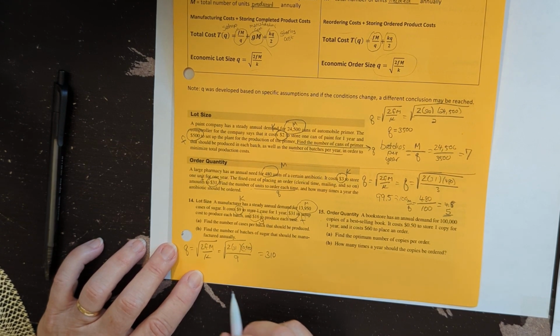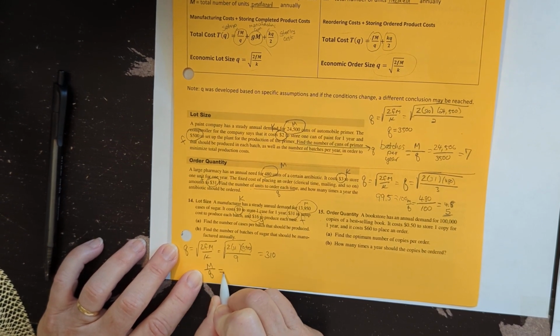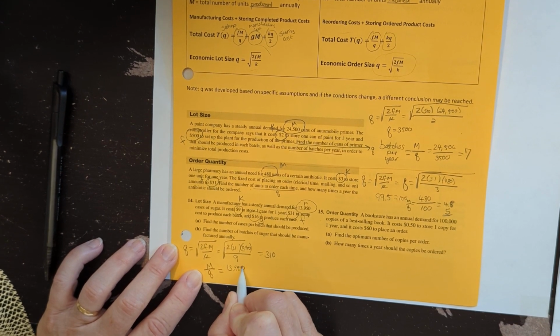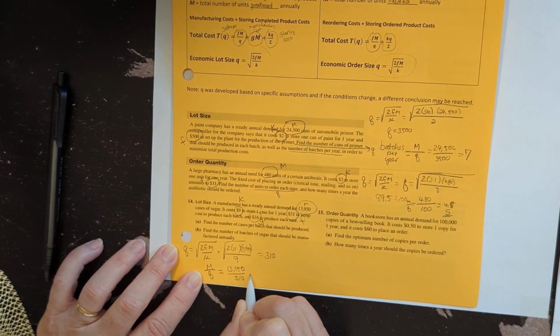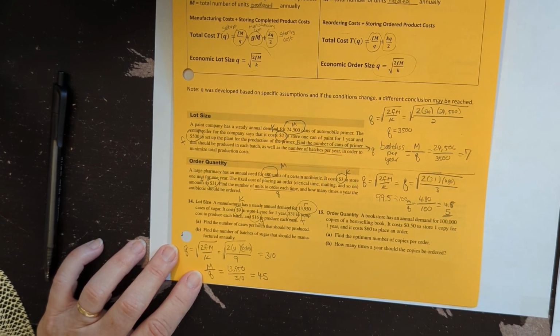How many batches are they going to have to make, or how many lots? Well, the total number that they need divided by the number they produce each time. So that's 13,950 divided by 310, which gives us 45. 45 times they're going to have to do that.